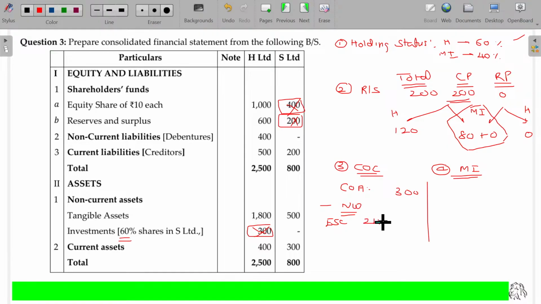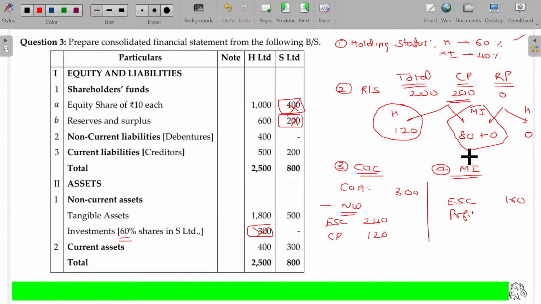Only 60% is paid by the holding company. So for the 60%, it's only 240. Rest will be for the minority interest, 160. Similarly, the capital profit of the holding company will be addable here, 120. And for the minority interest profit share, we don't have capital profit, revenue profit classification here because we are not sure when he purchased.